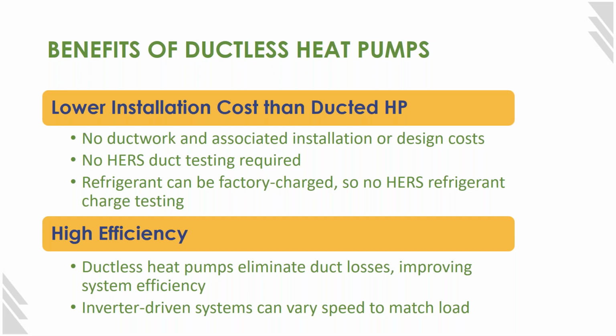Ductless heat pumps can also be extremely high efficiency because partly they eliminate duct losses. There are a lot of energy losses associated with ductwork. That's part of the reason ducts have to be tested, because ducts leak. So if you eliminate ductwork, you eliminate duct losses, which significantly improves system efficiency. And then furthermore, inverter-driven systems can vary their speed to match load, and we'll see some examples of those types of systems. And so you can get very, very high efficiencies.